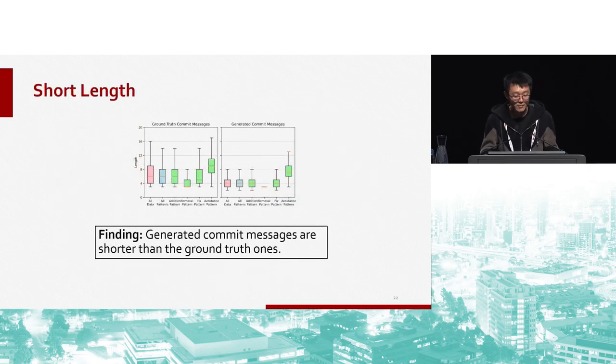Let's compare the length distribution between the ground truth and the generated ones. We can notice that the generated commit messages have shorter lengths than the ground truth ones. Combined with the previous finding, we can know that the existing techniques have limited capacity on generating long, flexible, and complex messages.